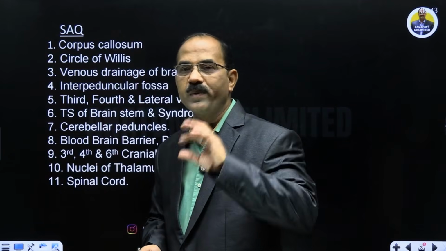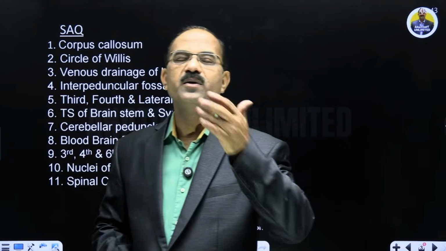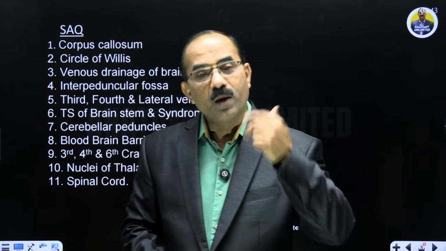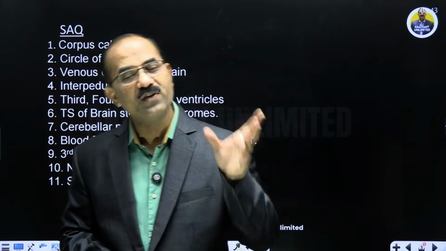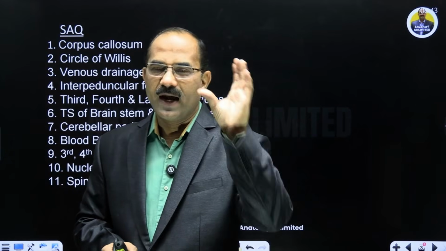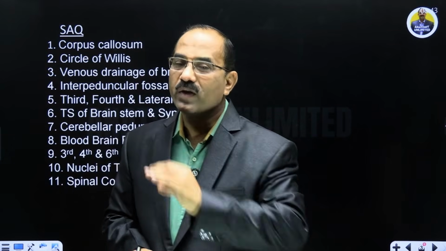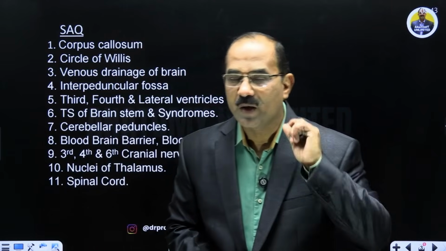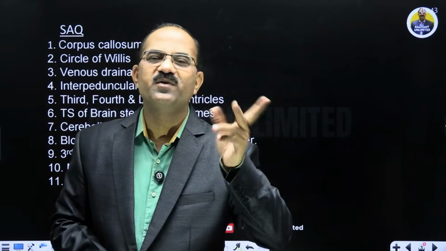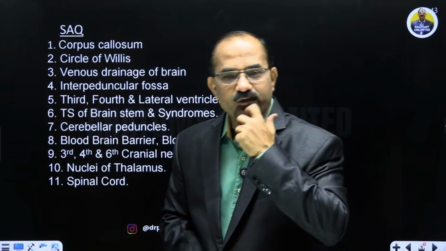Third ventricle ke relations: the lateral wall, anterior, posterior, roof, floor, the communications of the third ventricle. That you have to know. Lateral ventricle ke bhi parts you have to know: anterior horn, body, posterior horn, inferior horn, uske relations, what is foramen of Monro, and how is the CSF flowing. And finally, fourth ventricle.